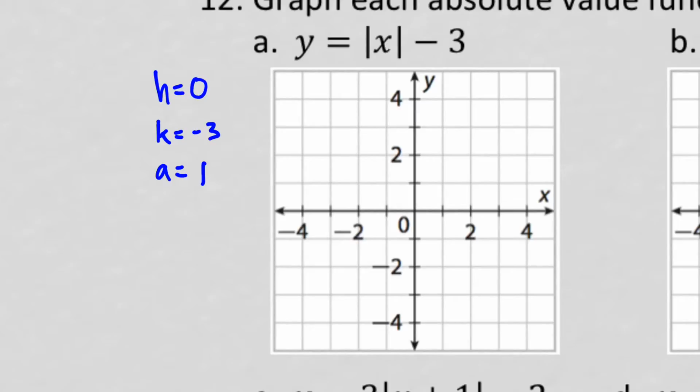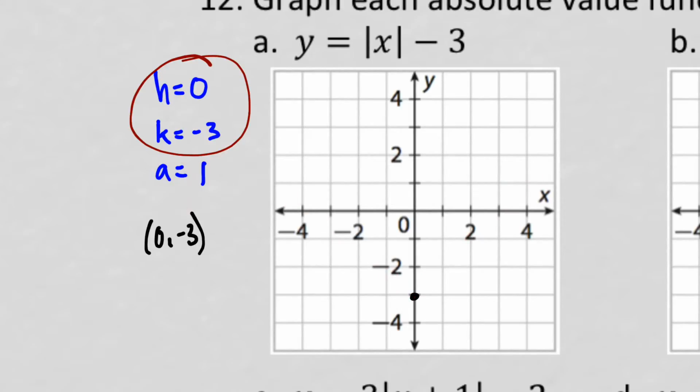All right, so these two tell you what the vertex is. The vertex of this function is 0, negative 3. That's where you begin your graph. So the vertex is 0, negative 3. That means here is where you put your first point. And then use the slope. This is A. A tells you what the slope of the right side is. The left side is the exact opposite of it.